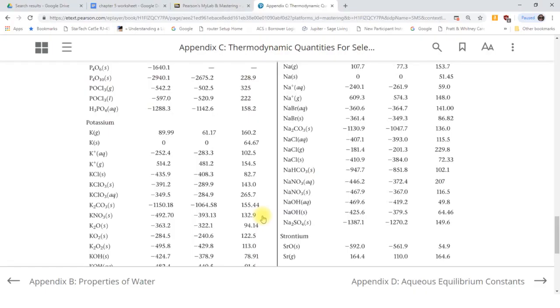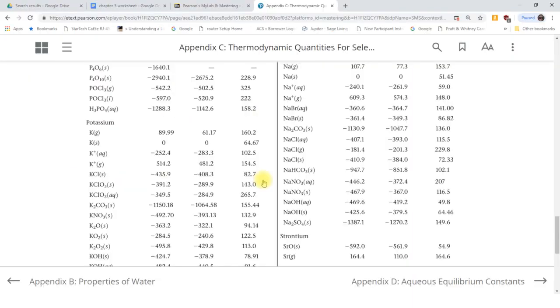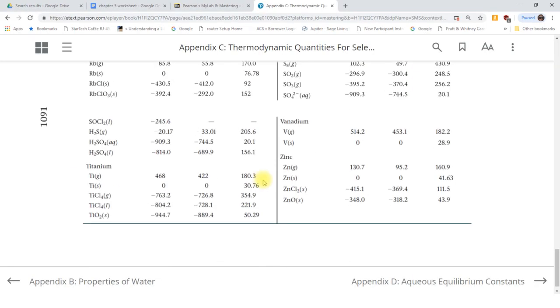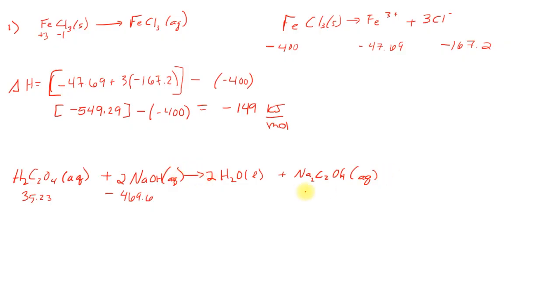So that would be negative 469.6. That's a big one. Okay, and then we go to oxygen for the water. And so water, we're going to assume it's a liquid, negative 285.83, because it's not a combustion, that's the logic. Oops, not positive, negative 285.